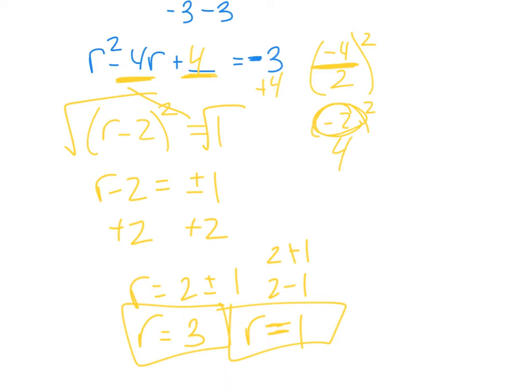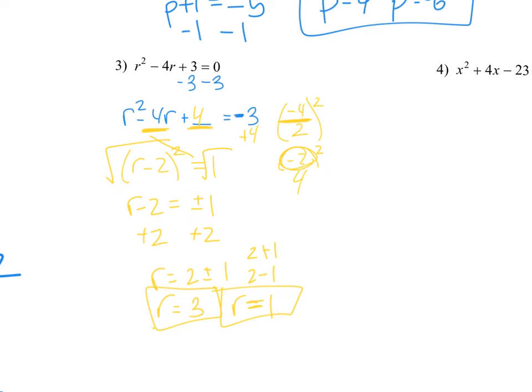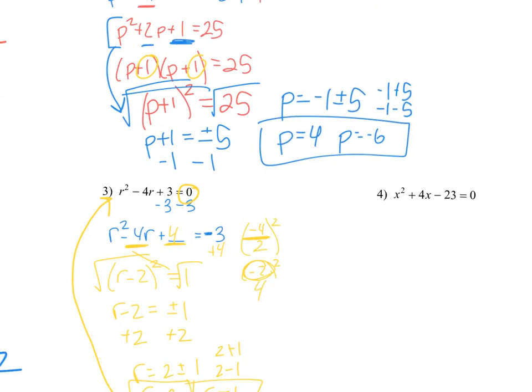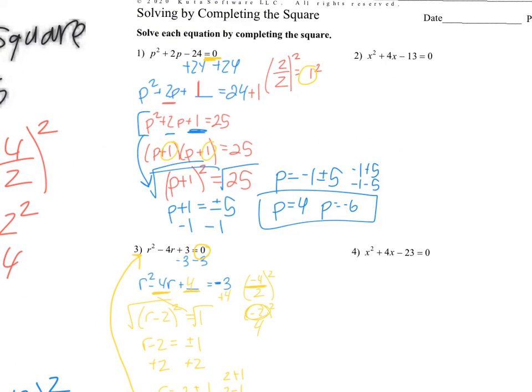How can you check your work? Go back up to the original equation, okay, and plug them each in, and you should get 0. Also, please note that these two are set equal to 0. If they weren't set equal to 0, you'd want to set them equal to 0.